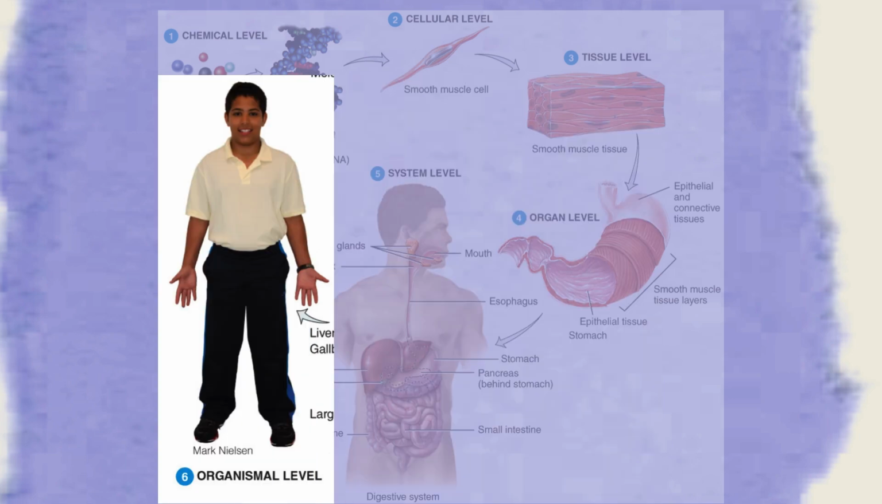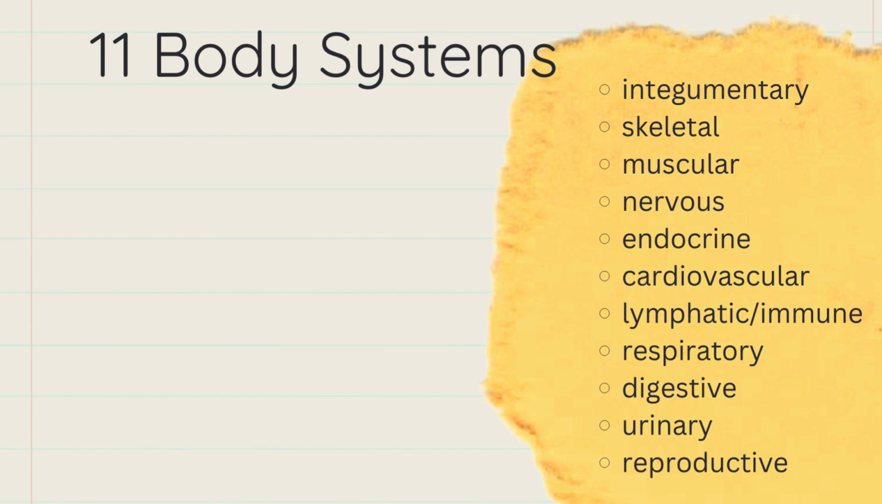The sixth and final level is the organismal level. In the human organism, all of our 11 body systems work together so we can function as a person. Now we will cover the 11 body systems. For each body system, be familiar with its components and functions.